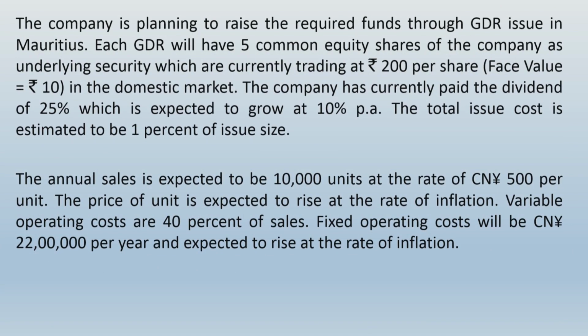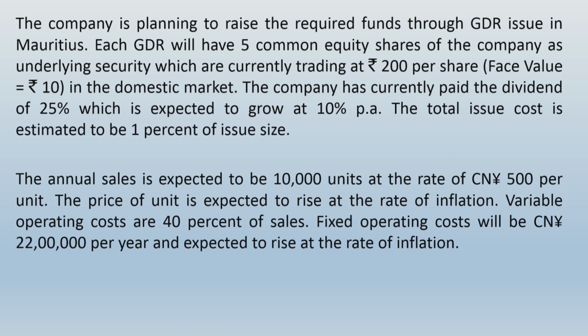Each GDR will have 5 common equity shares of the company as underlying security, which are currently trading at rupees 200 per share. Face value is just rupees 10 in the domestic market. The company has currently paid a dividend of 25%, which is expected to grow at 10% per annum. The total issue cost is estimated to be 1% of the issue size. The annual sale is expected to be 10,000 units at the rate of Chinese yuan 500 per unit. The price of the unit is expected to rise at the rate of inflation. Variable operating costs are 40% of sales.